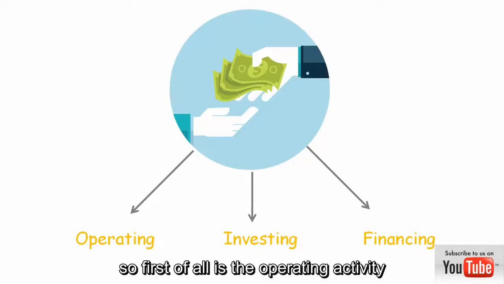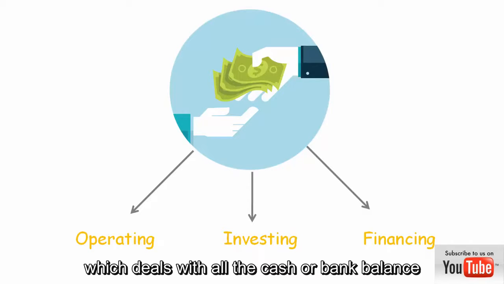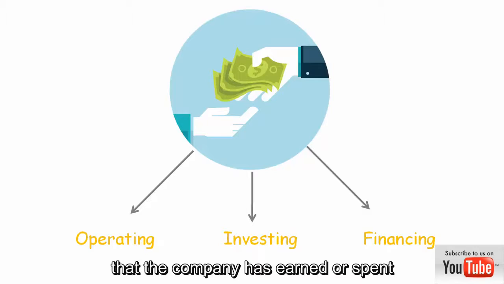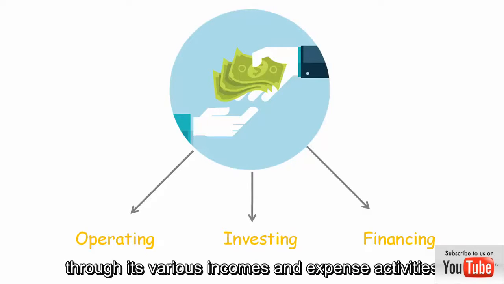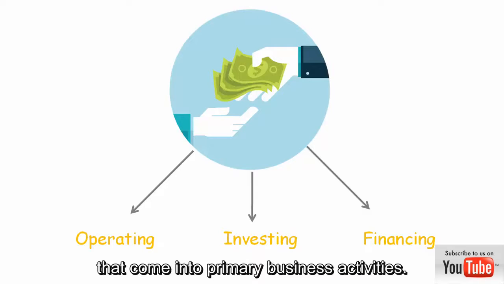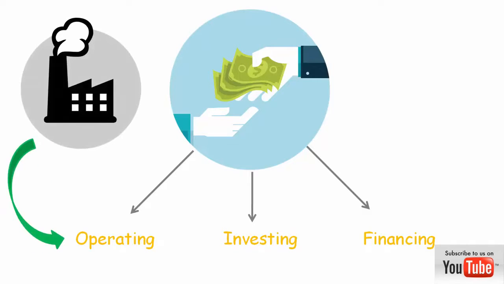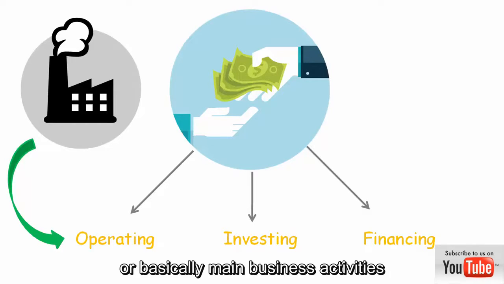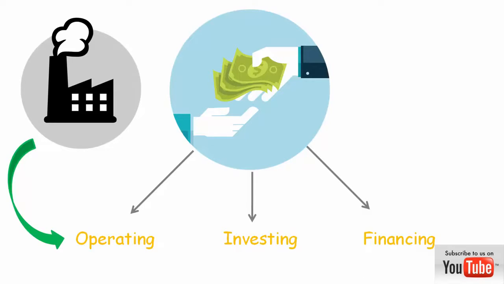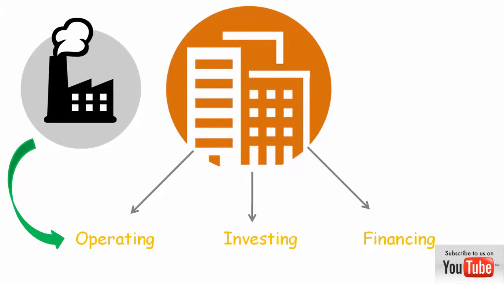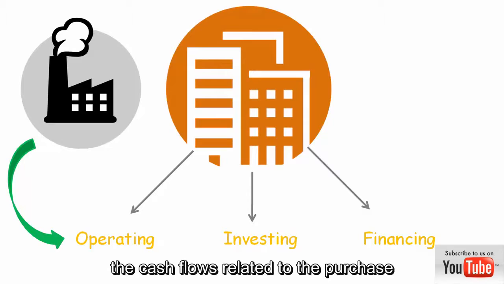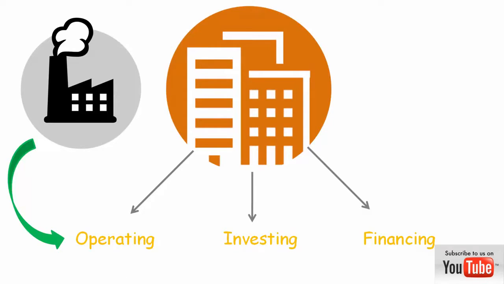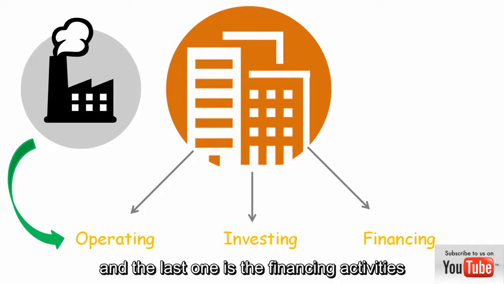So first of all is the operating activity, which deals with all the cash or bank balance that the company has earned or spent through its various income and expense activities that came from its primary business activities. That is, the end result shows how much cash the company has made or lost from its primary activities, or basically main business activities during a specific period of time. Second is investing activities. It includes the cash flows related to the purchase or sale of company's assets. And the last one is the financing activities.